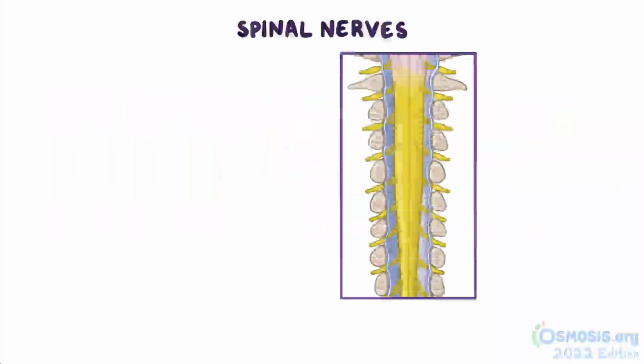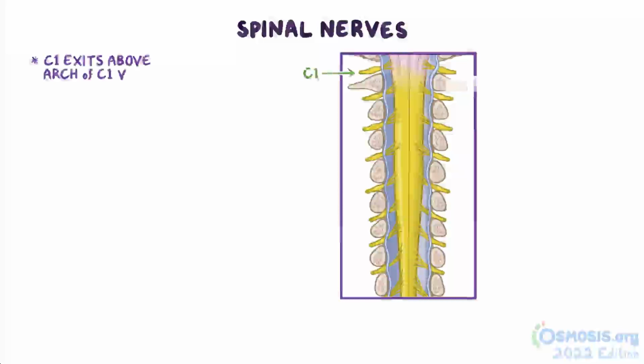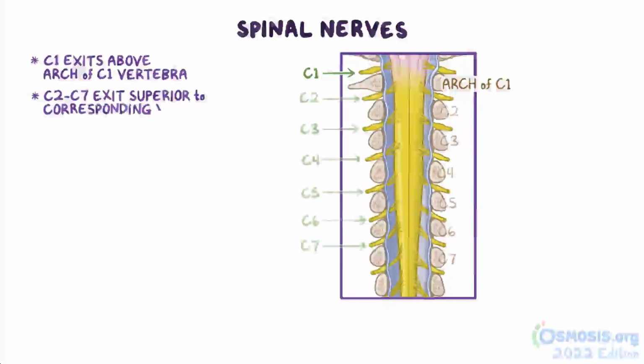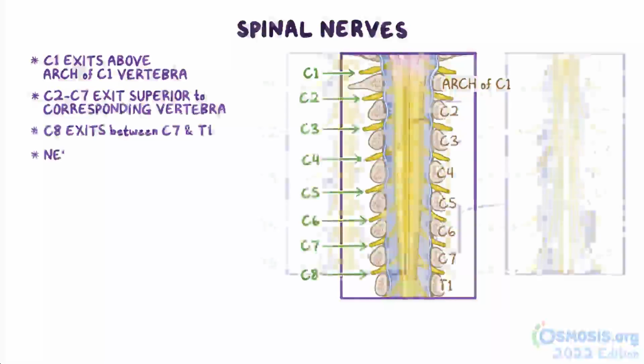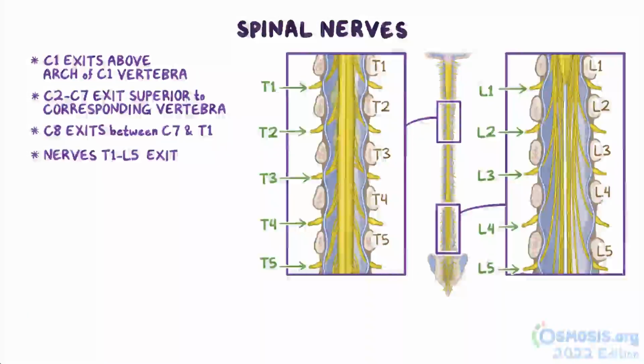Now let's look at how each pair of spinal nerves exit the vertebral column. The C1 spinal nerve exits above the arch of the C1 vertebra. Nerves C2 to C7 exit through the intervertebral foramina superior to their corresponding vertebra, while C8 exits through the intervertebral foramen between the C7 and the T1 vertebrae. Nerves T1 to L5 then exit through intervertebral foramina inferior to their corresponding vertebra.